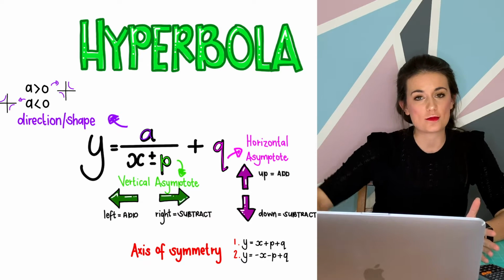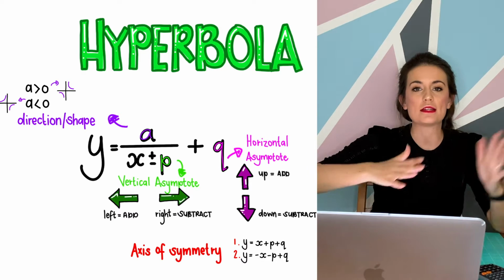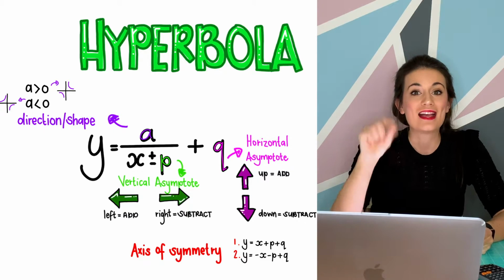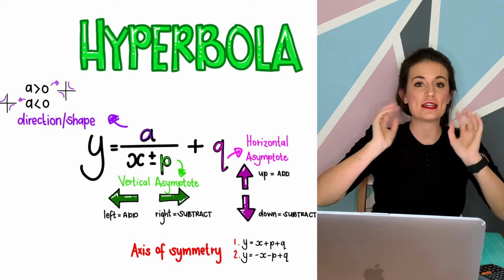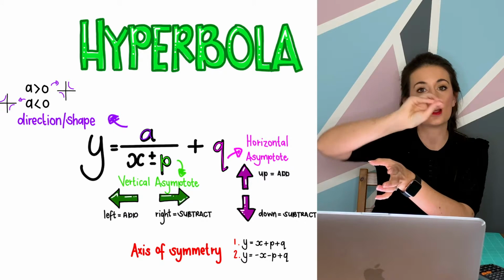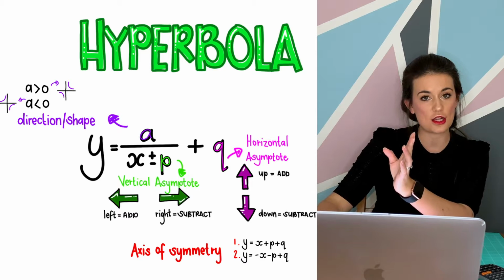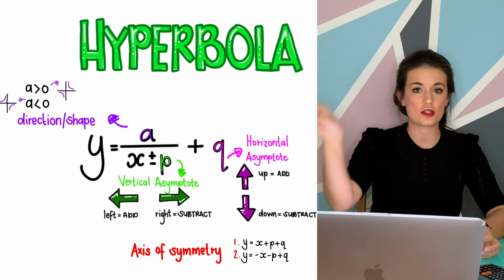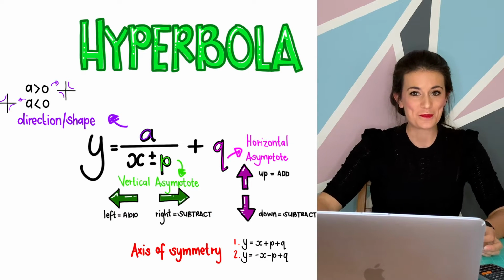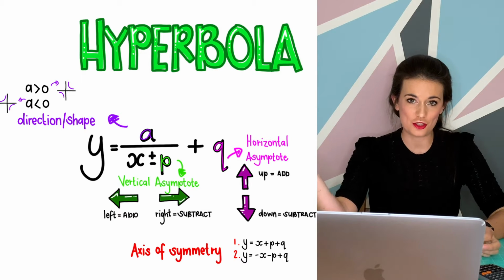So when we have a vertical asymptote, remember we have our vertical lines, and a vertical line has an equation x equals something, depending on where it is on the graph. So for our p-value, for our vertical asymptote, the equation of the vertical asymptote is x is equal to negative p. So whatever p is in the equation, it's the opposite sign. x is equal to negative p, vertical asymptote. For the horizontal asymptote, remember, our horizontal lines all have the equation y equals something. And so the horizontal asymptote is y is equal to q.